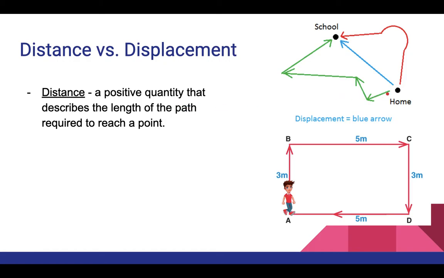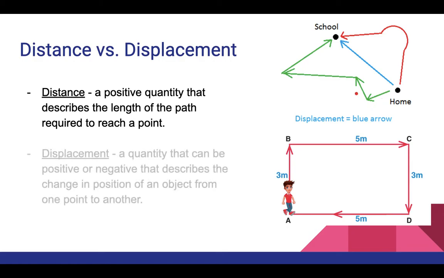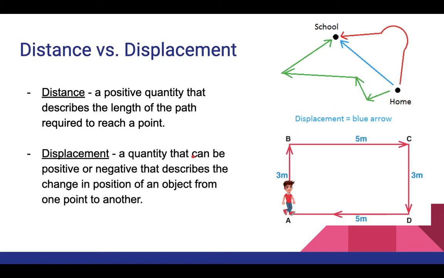Essentially, whatever path that you travel on, if you take a tape measure and measure the length of that path, that is your distance. Displacement, however, is a quantity that can be positive or negative that describes your change in position of an object from one point to another. It describes essentially how far you end up from your original point, with the displacement being positive or negative, describing if you end up to the right with a positive displacement or to the left, a negative displacement of where you originally started.